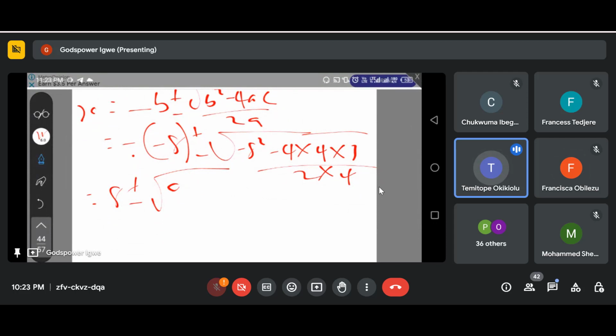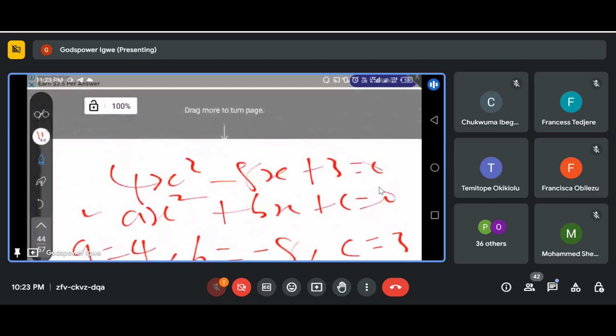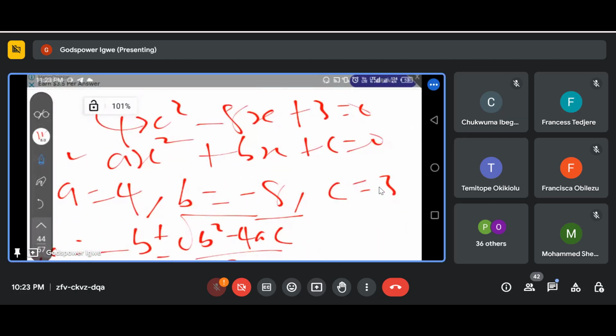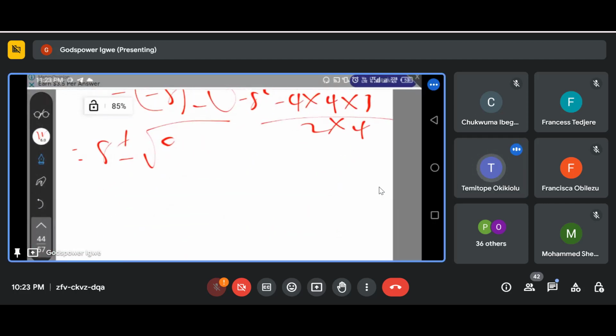Okay, so I want to see the question again. I want to solve it myself. Okay, thank you, madam. There's the previous question that we were solving: 4x squared minus 8x plus 3 equal to 0.